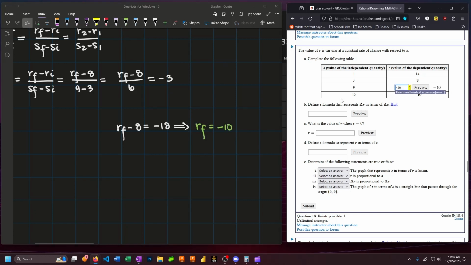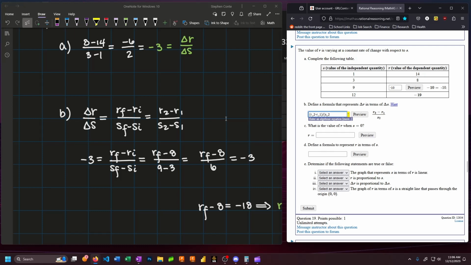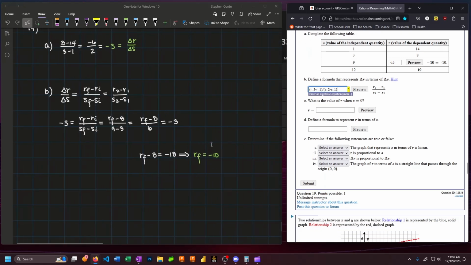So that's the answer for A. B, we just found. I'm not sure what this is looking for, so I'm gonna do this. Hopefully this takes it as an input. If not, then I'll do something else. I don't know if that's gonna be the right answer. That's fine though.